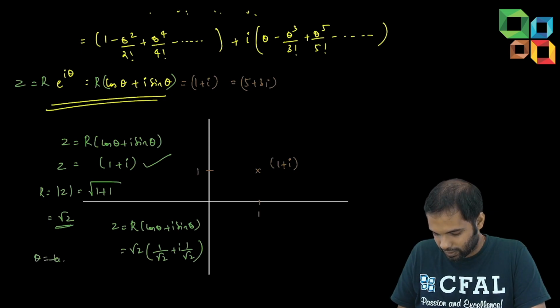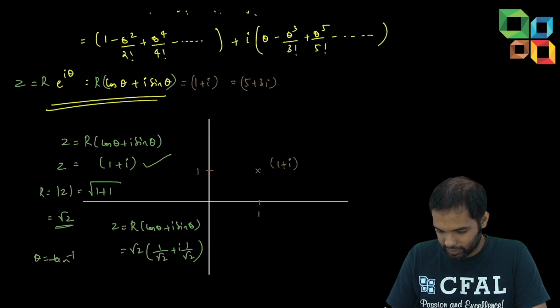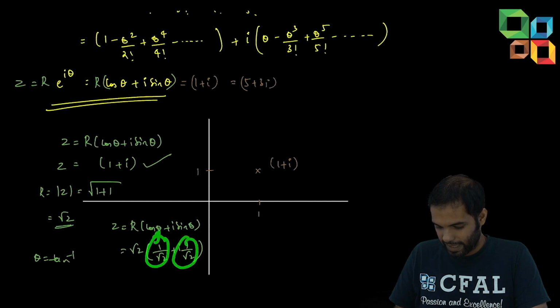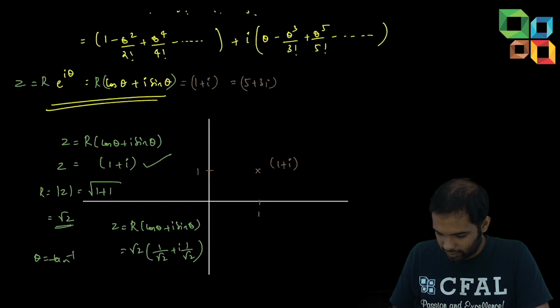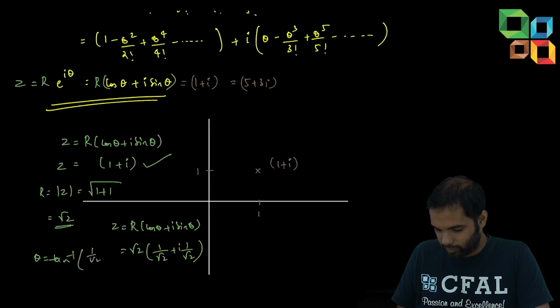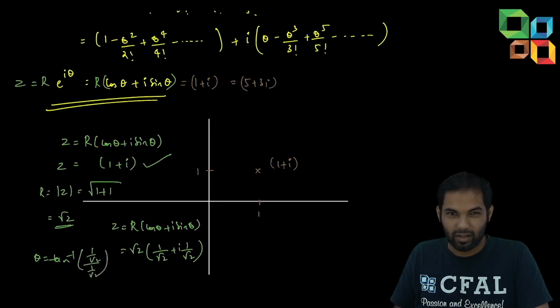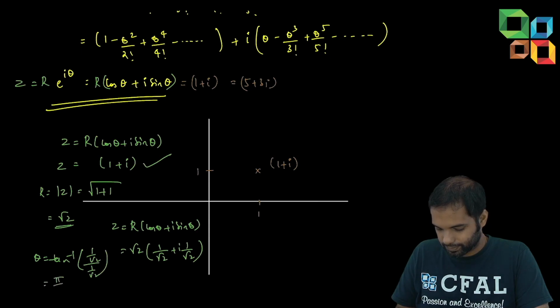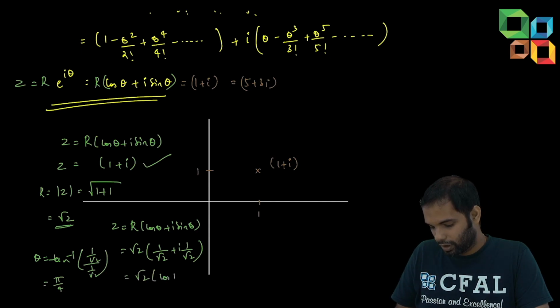Theta is tan inverse of... you can use this also if you want. I'm just going to use this to match the theta. So tan inverse of 1 by root 2 by 1 by root 2, or tan inverse of 1, which is pi by 4. That means this is root 2 times cos pi by 4 plus i sin pi by 4.